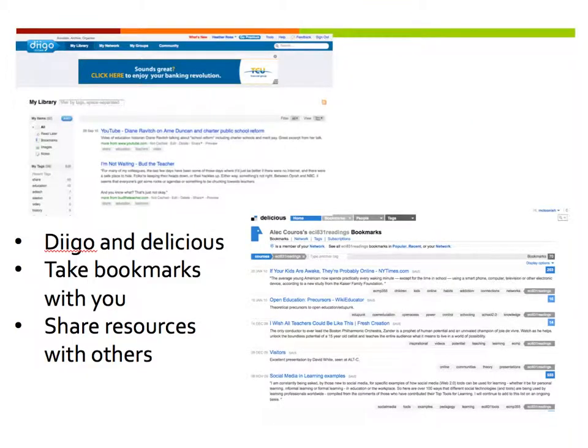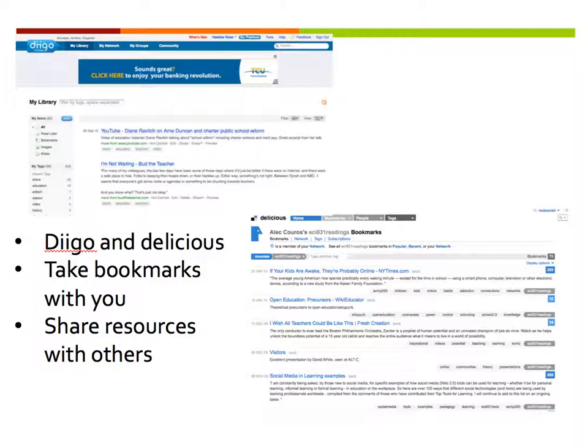Now you can save bookmarks on your computer in your browser, and some browsers now will let you sync from one computer to another. But for a long time, all you could do is just save it to that browser, and you can only use it on that computer, or you could email links to yourself. But by using social bookmarking sites, you not only get to take your bookmarks with you wherever you go, but you can also share the great things you find.